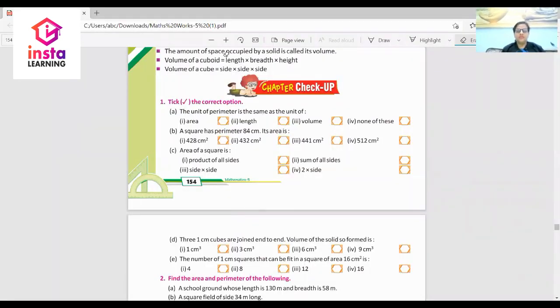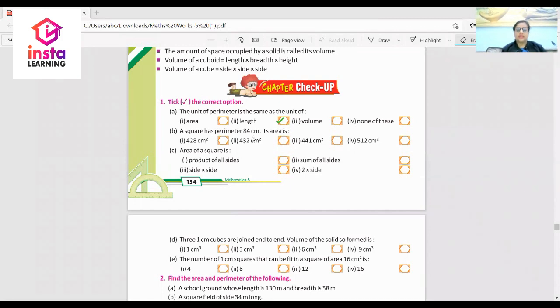The unit of perimeter is the same as the unit of length, area, or volume? No, no. It is none of these, because everything has its own units. The unit of perimeter is the same as the unit of length. If it is in meter, then meter will be there. If it is centimeter, centimeter will be there. Likewise.